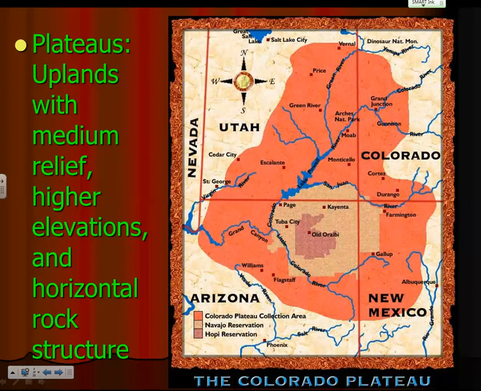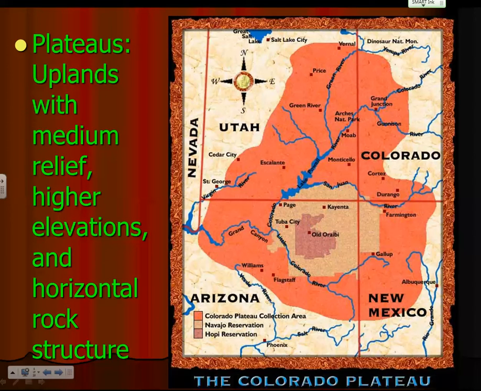All right, the next landscape region are the plateaus. These are uplands with medium relief, because they have to get up there. Higher elevations, so they're up above sea level more than plains, and the rock structure is horizontal. And what we're looking at here in this picture is, in red or orange, the Colorado Plateau, which exists in 4 states: Utah, Colorado, New Mexico, and Arizona.